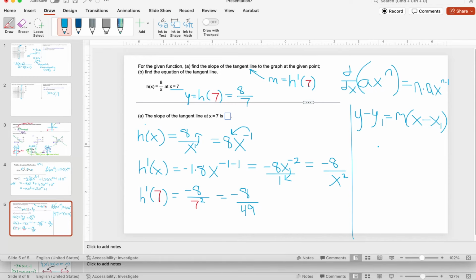Okay. So the equation is going to be y minus, and we could put y1 here if we want to, it's just the point, and this is x1. Y minus 8 over 7 equals m, which is negative 8 over 49, times x minus 7. That's it. That's the equation.